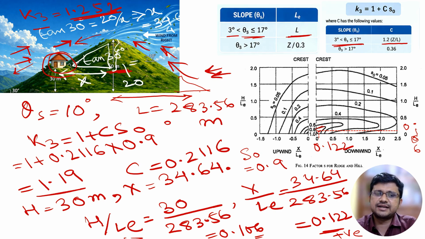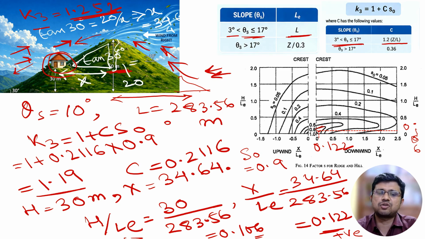Actually, if we consider both these cases separately, then we can use a separate value of K3 for all our calculations, like when we are calculating the value of PD. When we consider the wind angle 0 degree, we will use the value of K3 as 1.252, and when the wind angle is 180 degree, we will consider the value of K3 as 1.19.